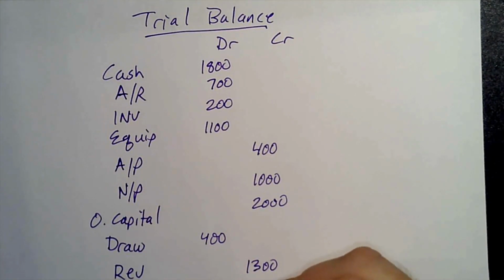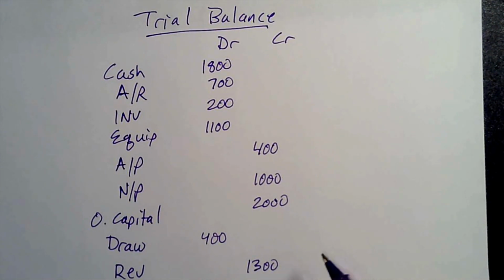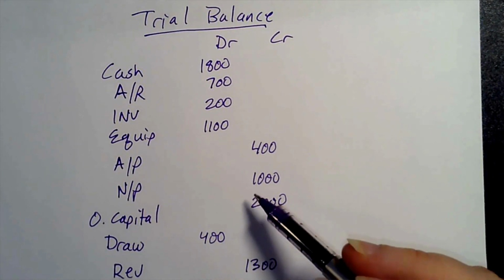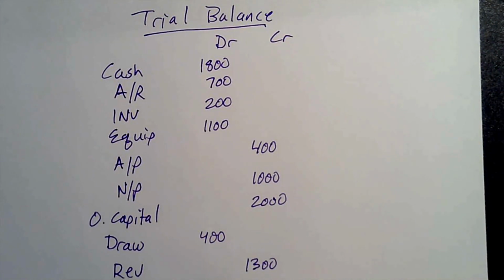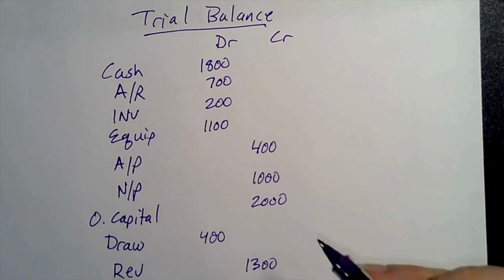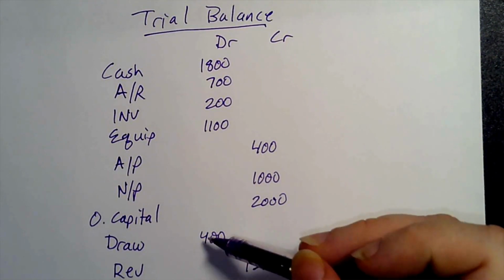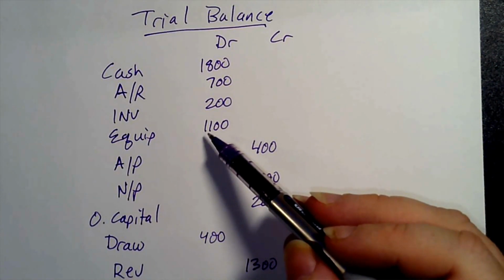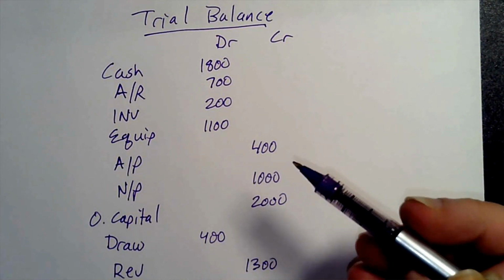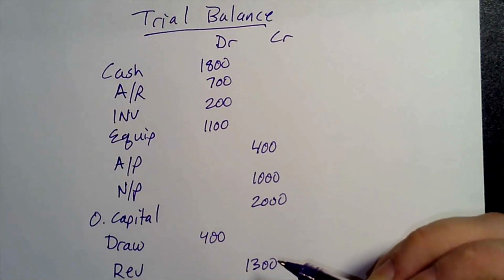Now, if I've done this correctly, all my debits should equal all my credits. So let's see, we've got 3,300, 3,400, 3,800 here, right? And what do I have here? 9, 1,100, 2,000. Ooh, did I do something wrong?